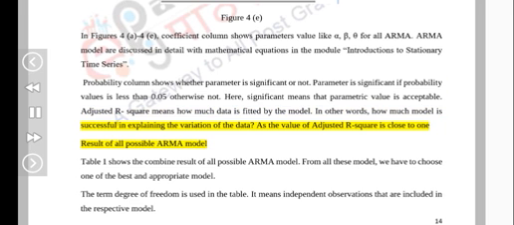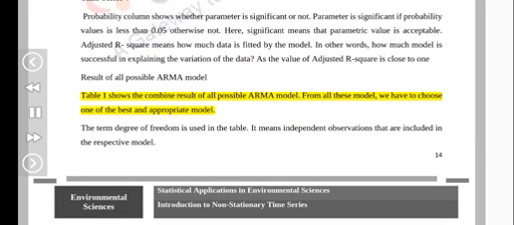The closer the value of adjusted R-square is to 1, the better the fit. Table 1 shows the combined result of all possible ARMA models. From all these models, we have to choose the best and most appropriate one. The term degrees of freedom is used in the table. It means the independent observations that are included in the respective model.